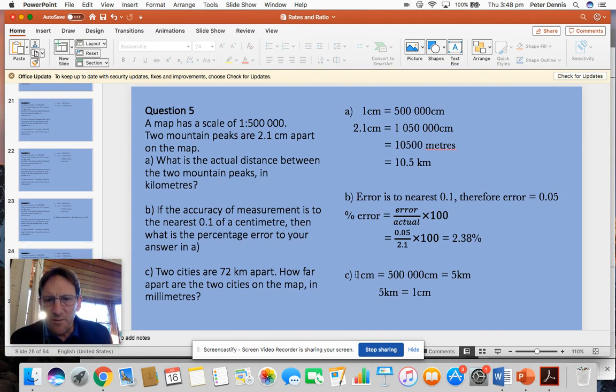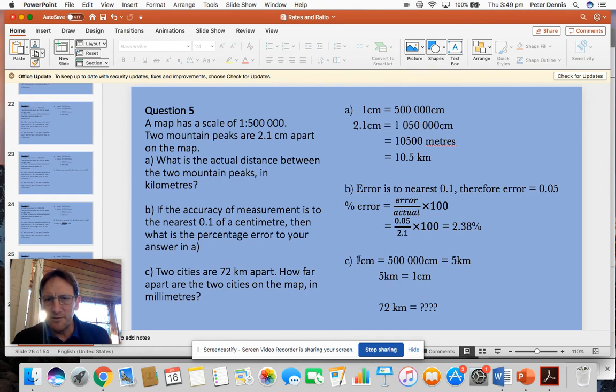Now, what we know is that 1 centimeter equals 500,000 centimeters. And from up here, if 2.1 centimeters is 10.5 kilometers, what that means is that 1 centimeter equals 5 kilometers. Okay, so we know that 1 centimeter equals 5 kilometers. We want to know what 72 kilometers would be. So that's what we've written there. We know that 5 kilometers equals 1 centimeter.